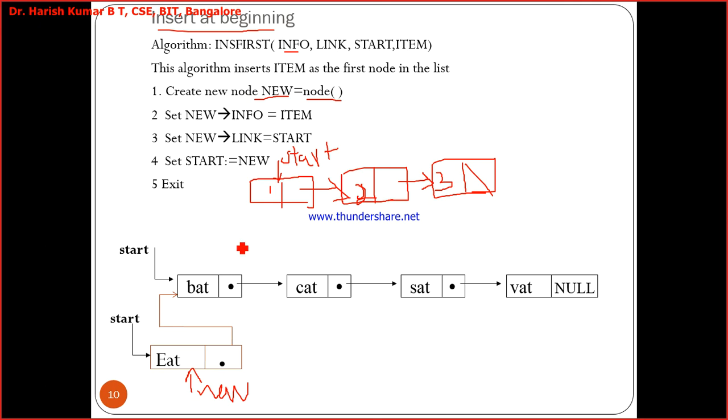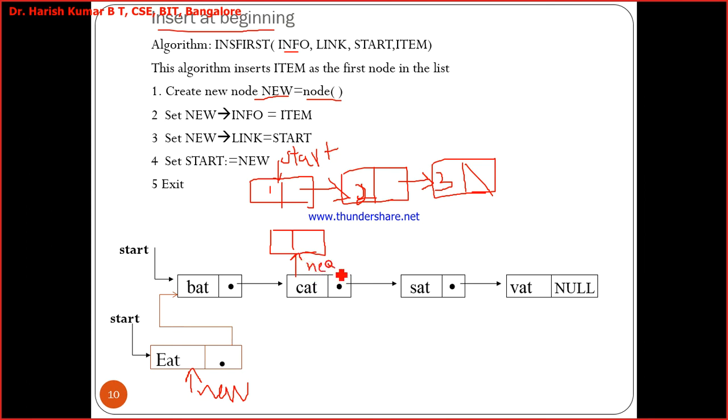Now I want to insert a new node at the beginning here. What is it that I have to do? I have to create a new node. So I'll make a call to node. When I make a call to node, a new node is created. Now a new node is created and two fields are there inside it, the info field and the link field. Next, once the node is created, this node returns the address of this node, which is assigned to new. Now what does it mean? New is pointing to this.